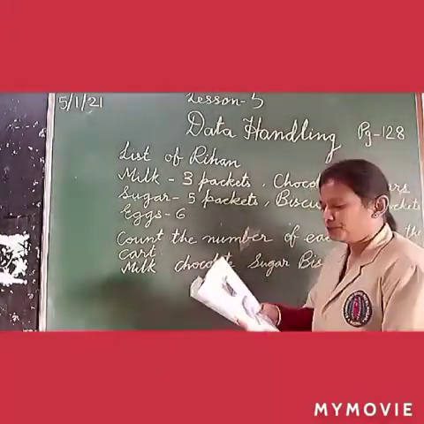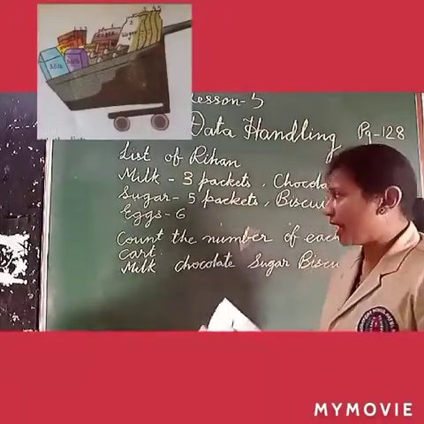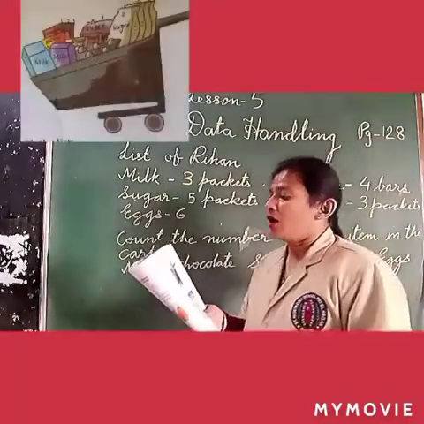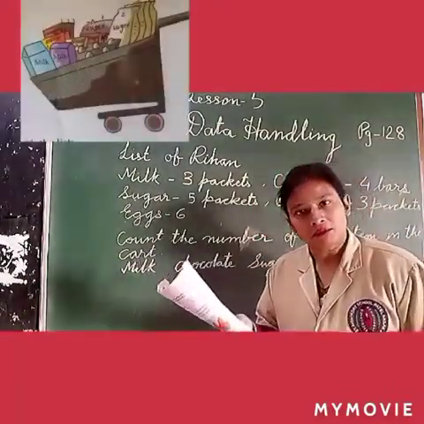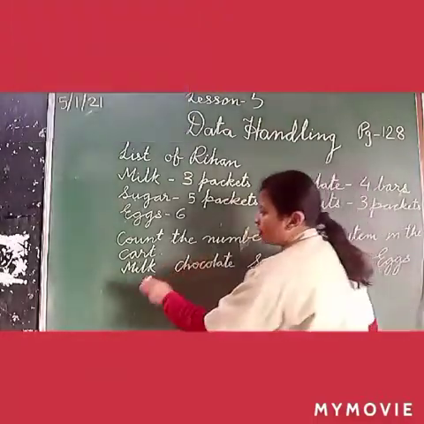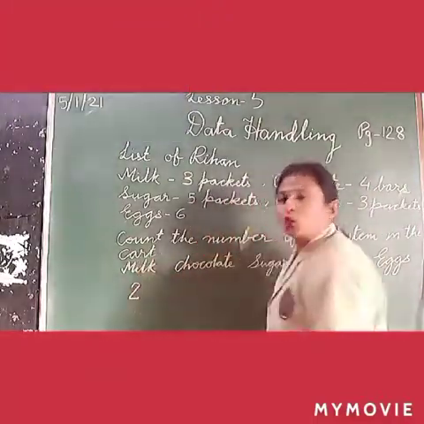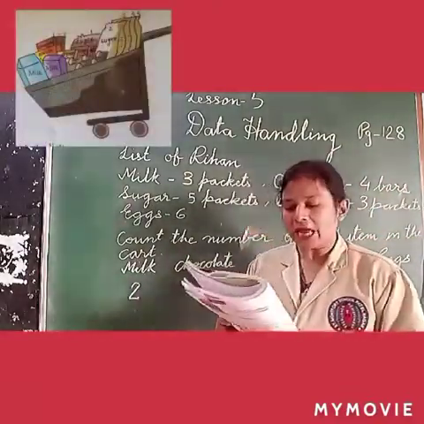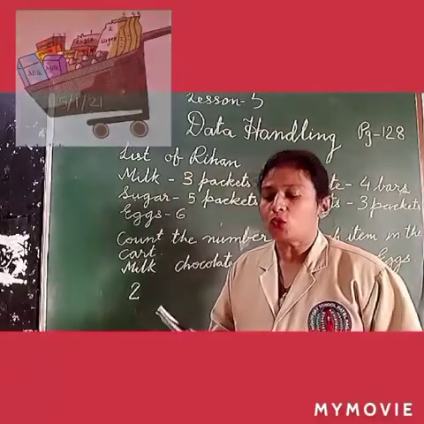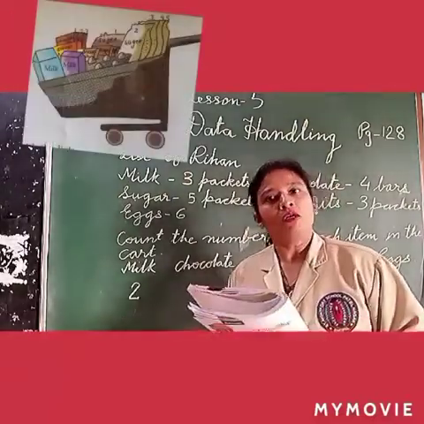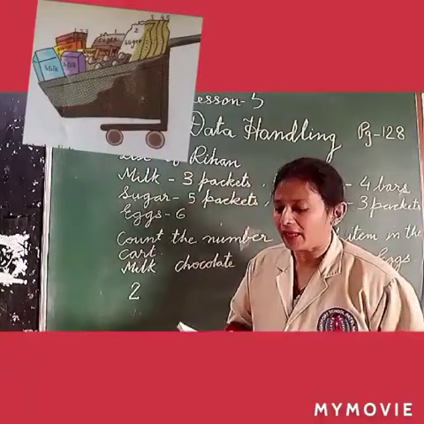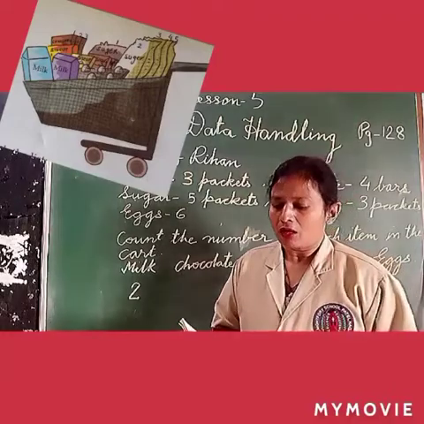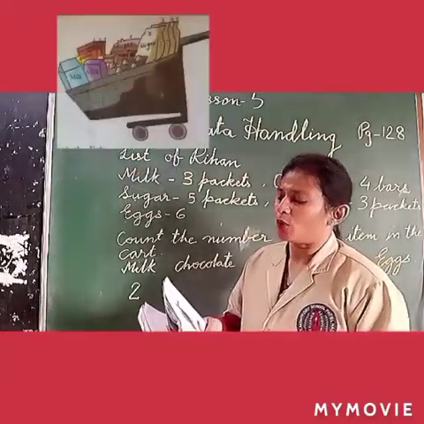See in the picture, the first one is done for you, that is milk. In the cart you can see 2 milk packets are there. It is already done for you. 2 is written there. Now we will come to the next section, that is chocolate. You have to observe minutely because different packets of chocolates are there. See the cart properly and you write.